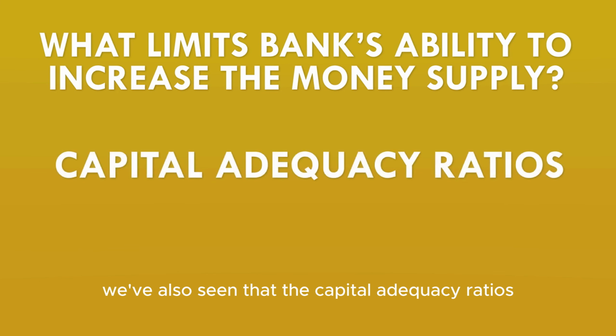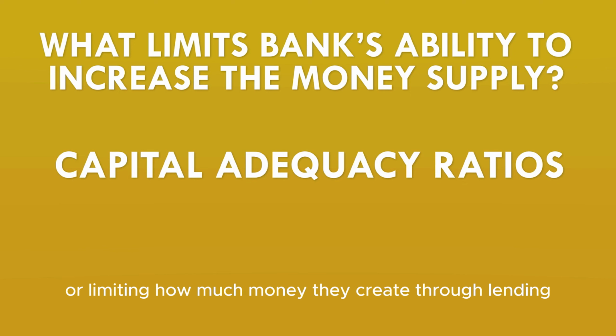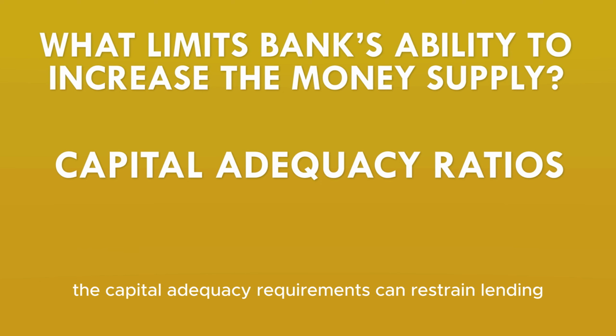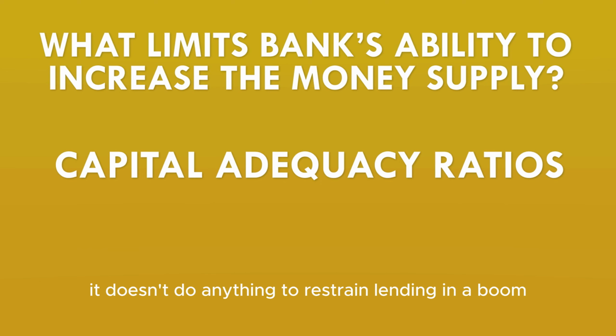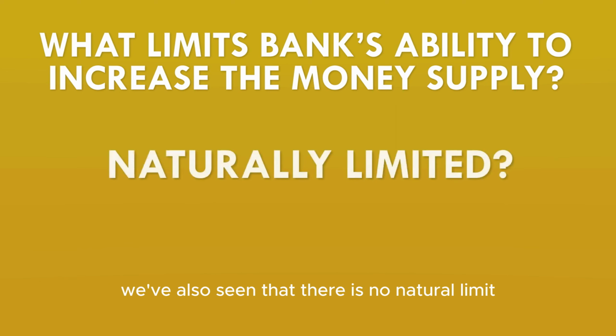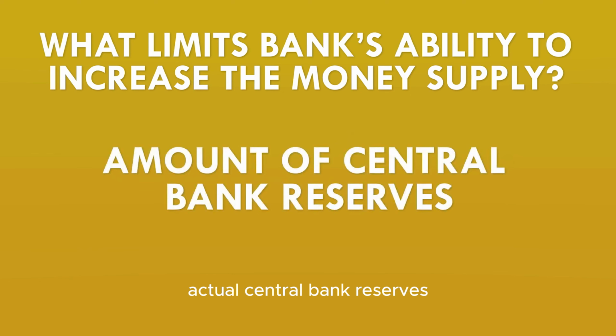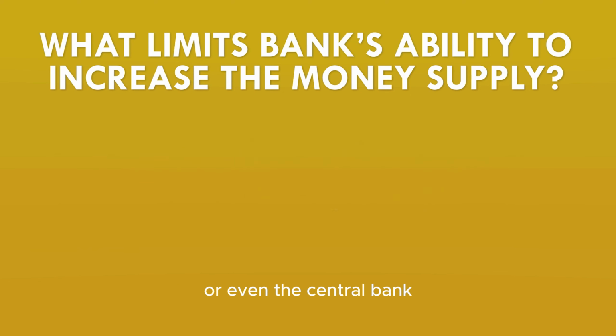We've also seen that the capital adequacy ratios and Basel Accords are about preventing banks from going bust when loans go bad, rather than limiting their dangerous lending or limiting how much money they create through lending. And although the capital adequacy requirements can restrain lending after a banking crisis, it doesn't do anything to restrain lending in a boom. We've also seen that there is no natural limit on how quickly the banks can create money. They know that even if they don't have the actual central bank reserves to make payments, they'll be able to borrow those reserves from other banks, or even the central bank.